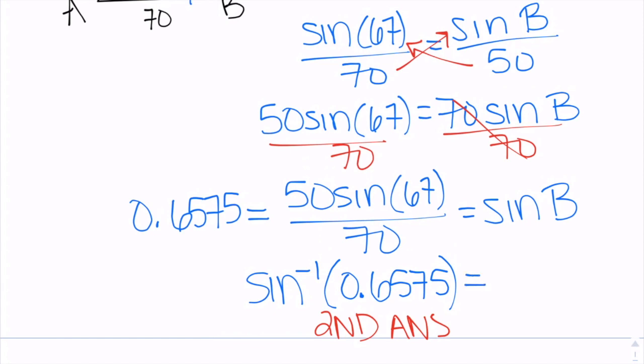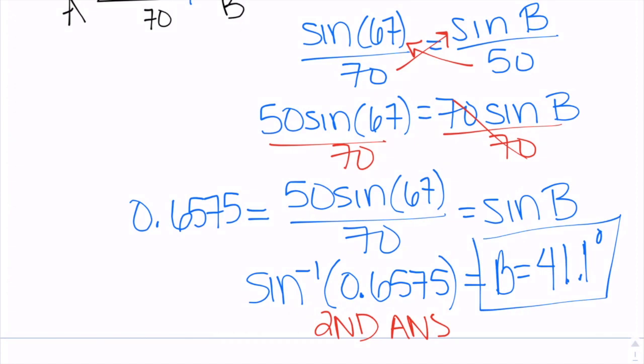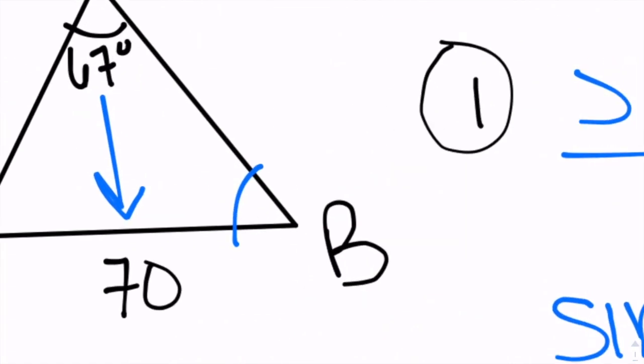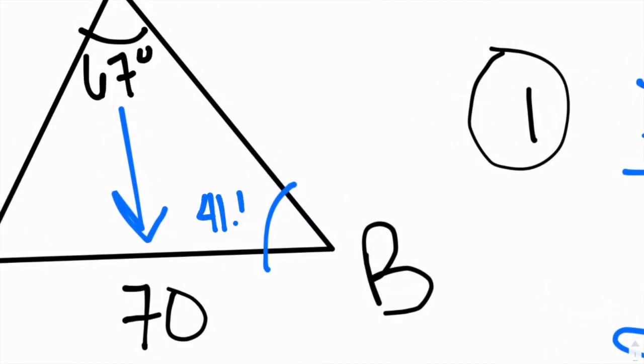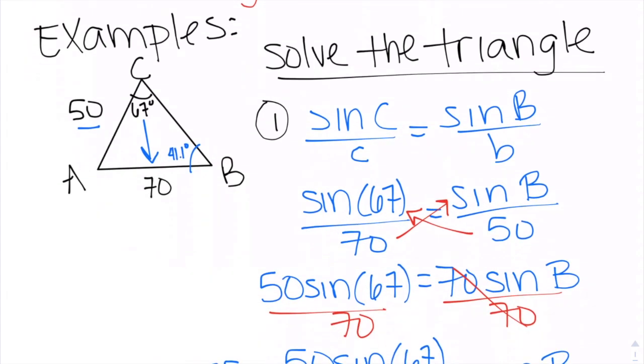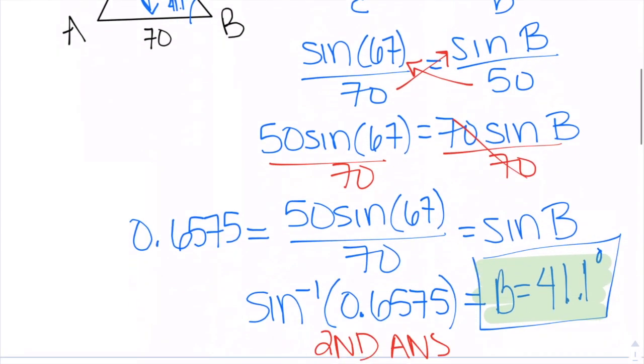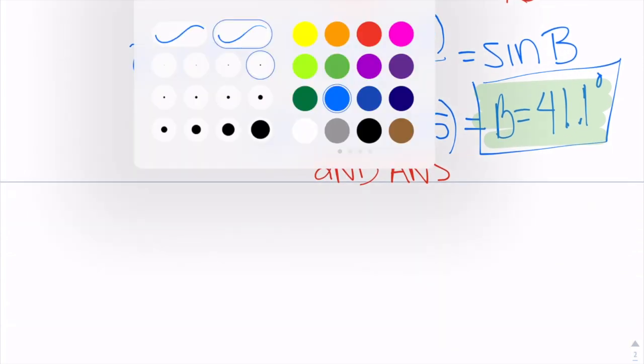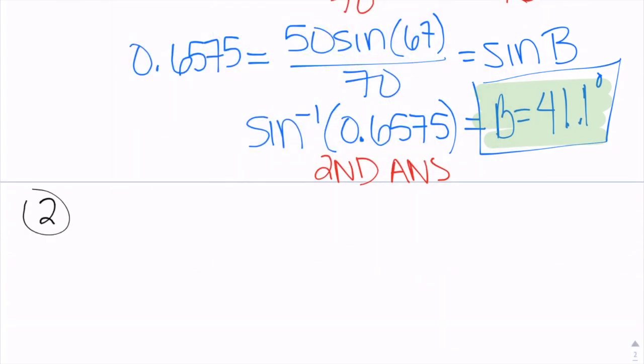So when you do this in the calculator there, you're going to find that B is approximately equal to 41.79 degrees. And so we can come up and we can label that. And so now what we want to do is from here, so step 2, we're going to want to now find angle A.